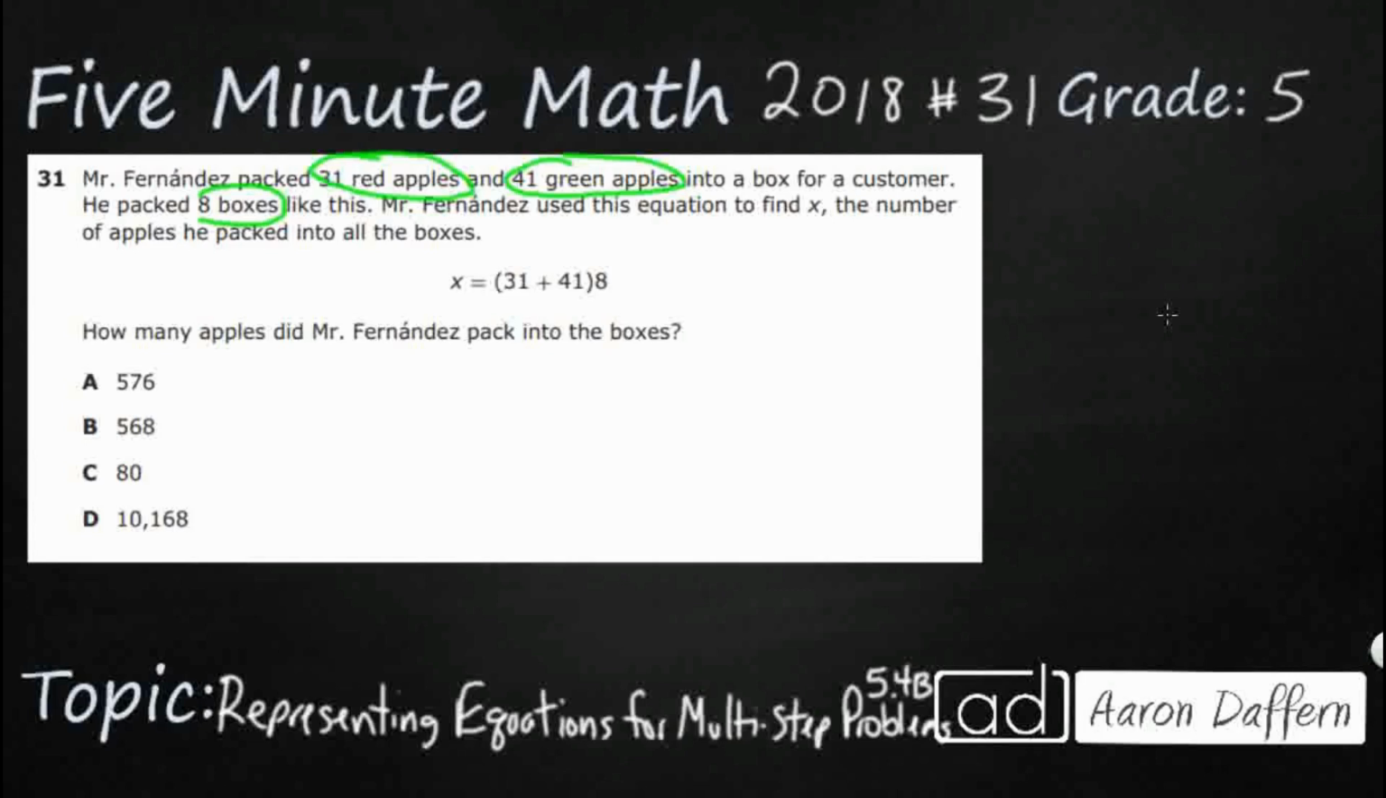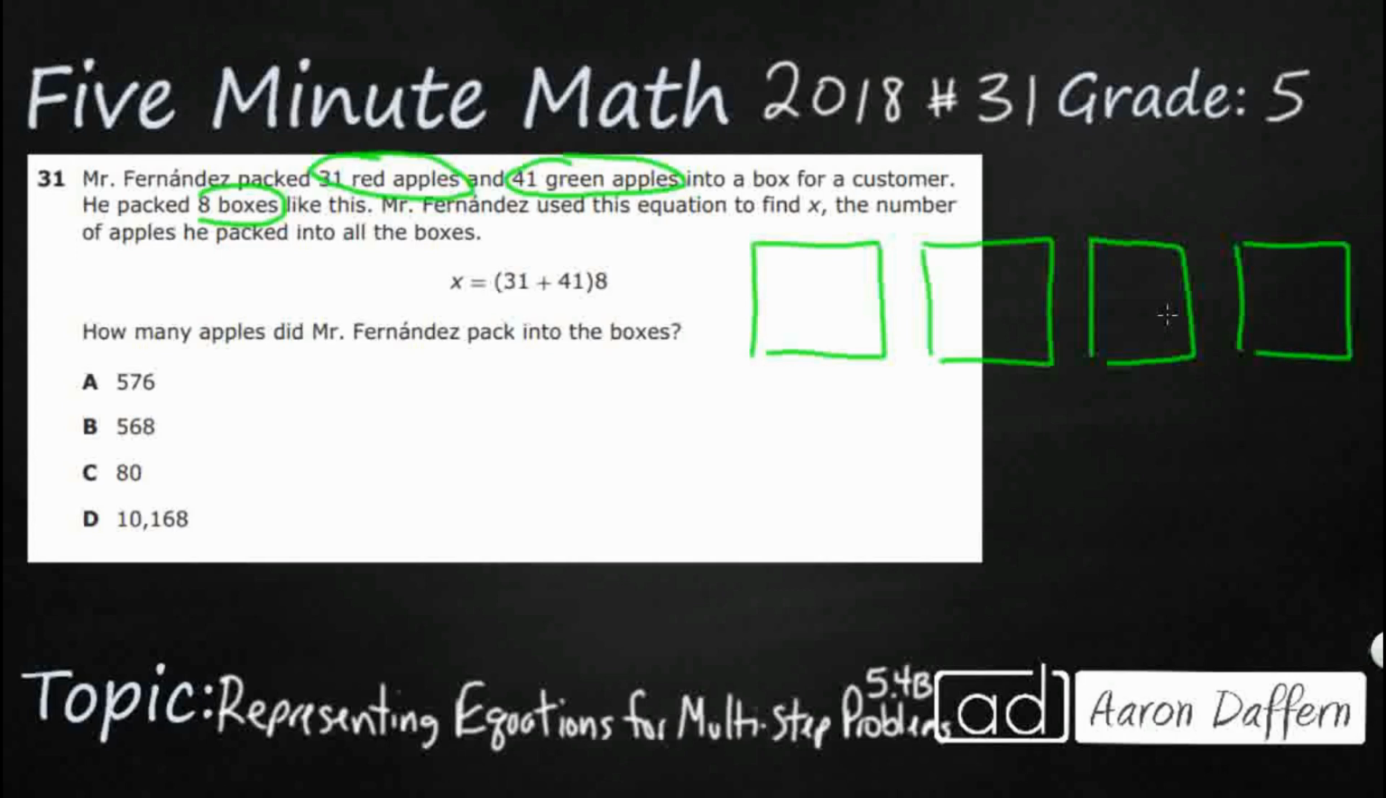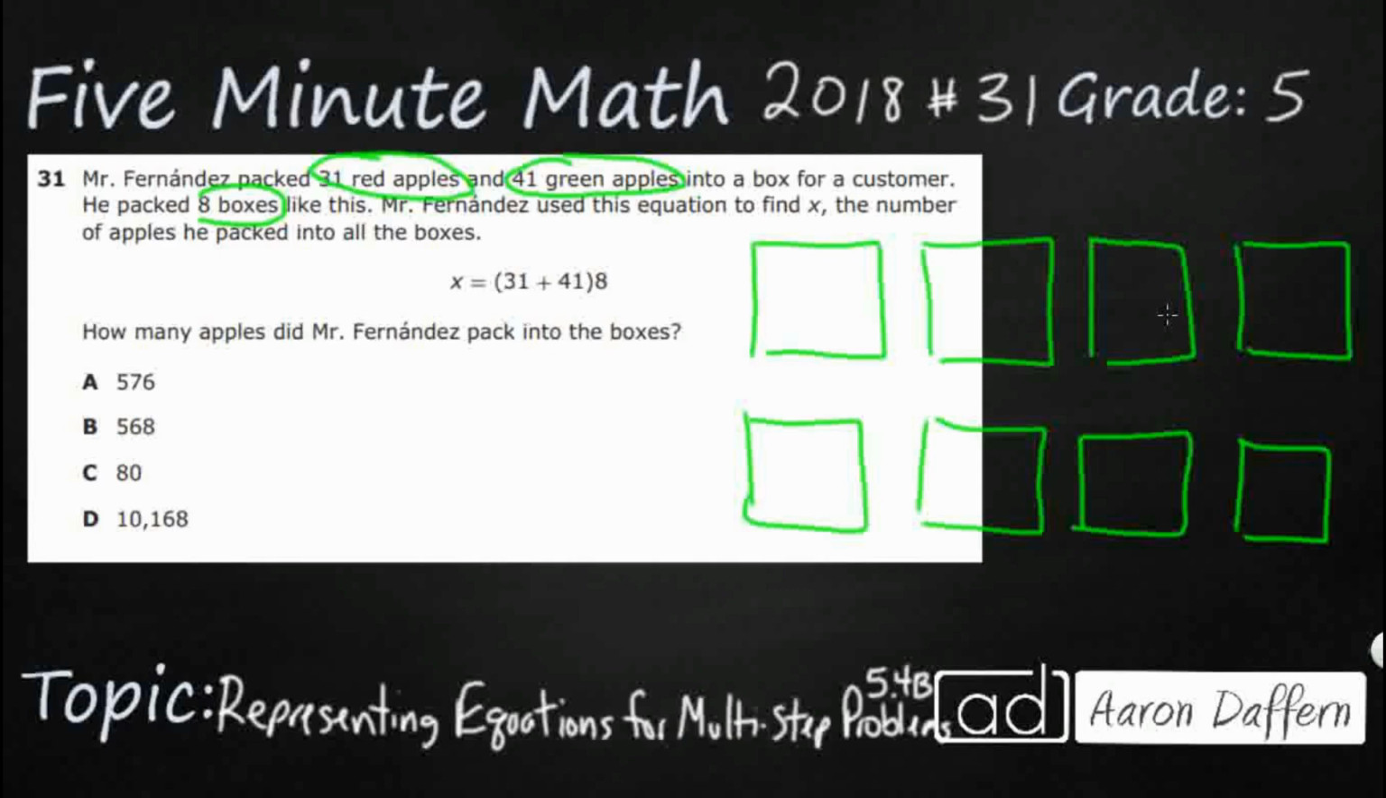So let's draw 8 boxes. Let's see if we can just do a picture here. I'll also draw a strip diagram, but sometimes if you can draw a picture, that's fantastic. So here are our 8 boxes. And what we know is we've got in each box 31 red, 41 green. The question is only about apples. It doesn't really make a difference whether they're red or green. Apples are apples, so I'm just going to combine them.